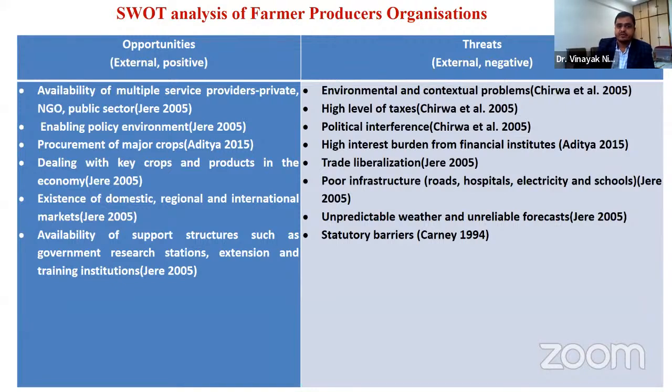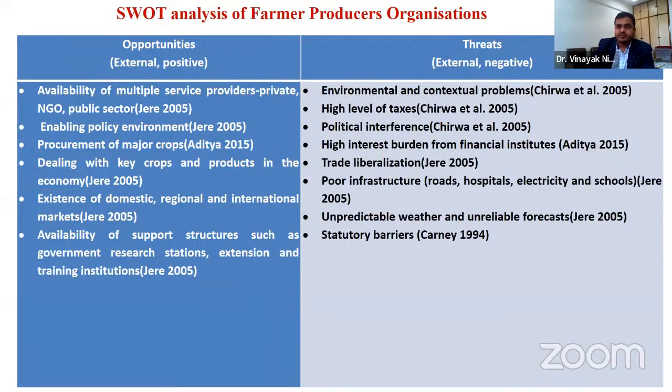There is availability of multiple service providers. We have an enabling policy environment. The government is supporting procurement of major crops also. In Maharashtra, federations of FPOs are helping the government in procurement of onions, pigeon pea, and different crops. In procurement also, these FPOs are contributing.